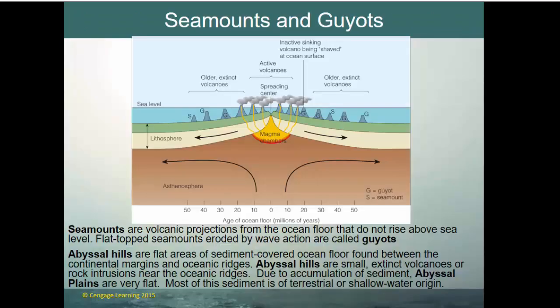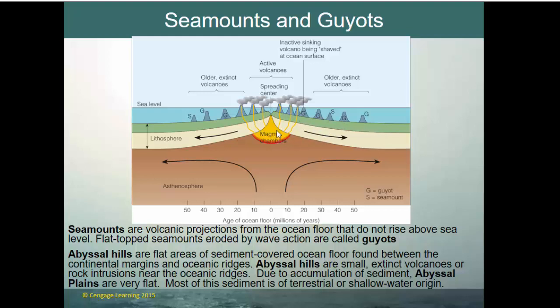Some other interesting features on the sea floor are these seamounts and guyots. Seamounts are the volcanic projections from the ocean floor that do not rise above sea level. So a seamount is going to be anything that doesn't quite ever get to sea level. And very likely they are formed at the mid-ocean ridge, and then they are carried away from the mid-ocean ridge as those two oceanic plates diverge.